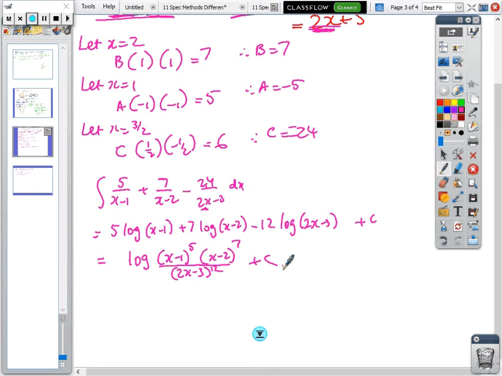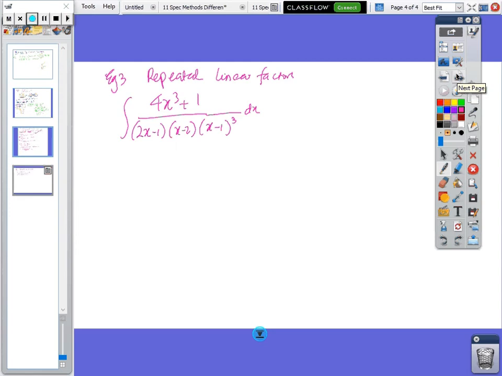I think we've got one more to go. So in this last one, we've got repeat factors. What we have to do is allow for the fact that the denominator could have 1, 2, or 3 of these. So we end up with A, so the first part is, over 2x minus 1, plus B over x minus 2.